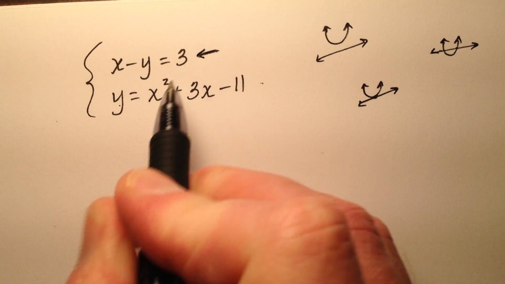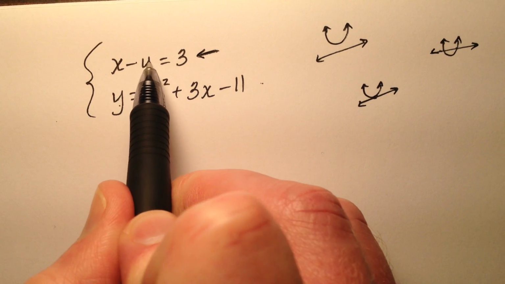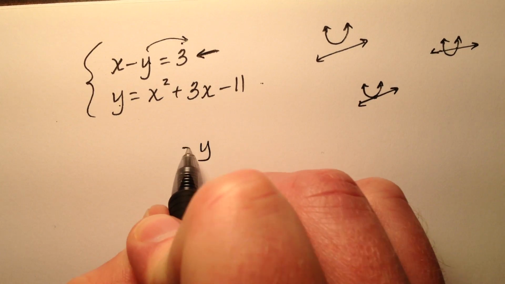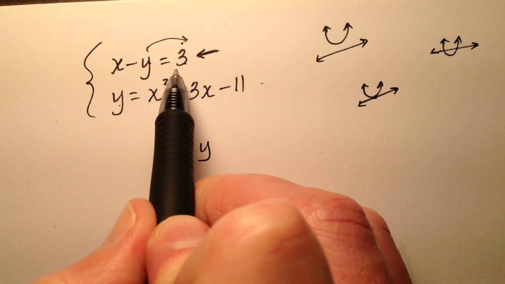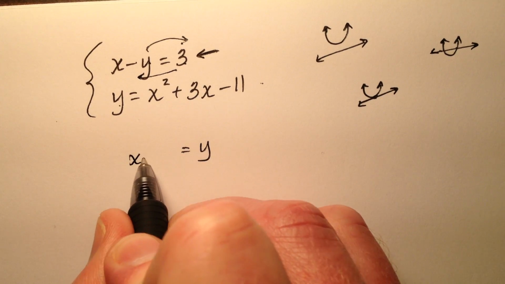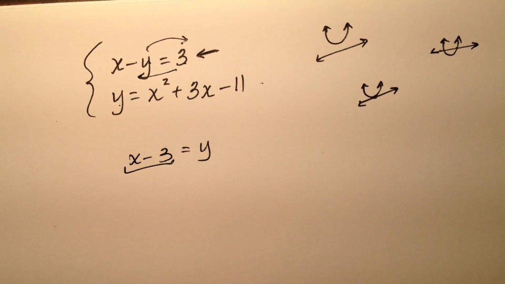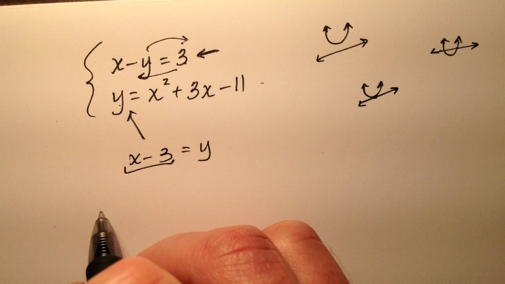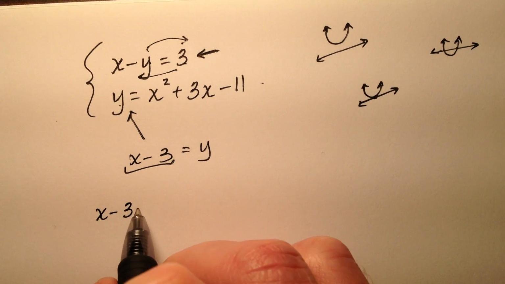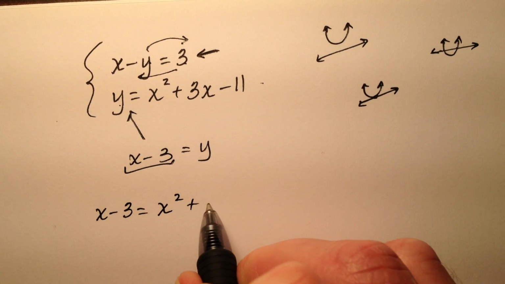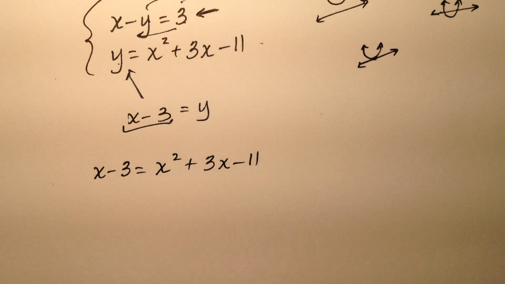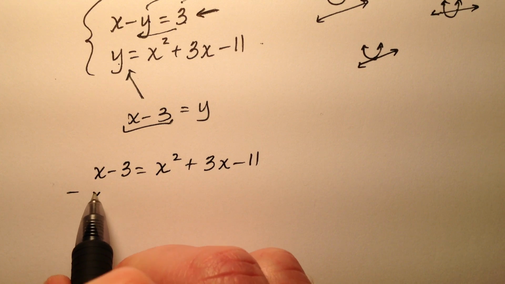Let's solve for y. So if I take this negative y and I put it over on the right side, I'll have positive y. And then I'll take this positive 3, move it to the left, and I'll have a negative 3. So it looks like y equals x minus 3. So let's go ahead and plug that into the y right there. And it looks like I have x minus 3 equals x squared plus 3x minus 11. All right, well, this equation is easy enough to solve.